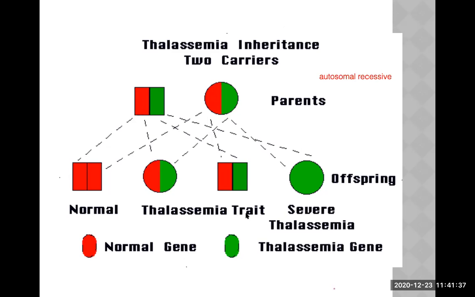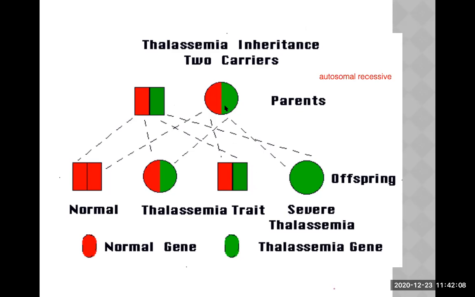Trait is a carrier: one abnormal gene, another normal gene. The third possibility, see here, again is a thalassemia trait. And the fourth possibility is both abnormal genes, one from each of the parents, coming together, and this is a diseased child. This child will have severe features of thalassemia. And this is known as autosomal recessive disorder.